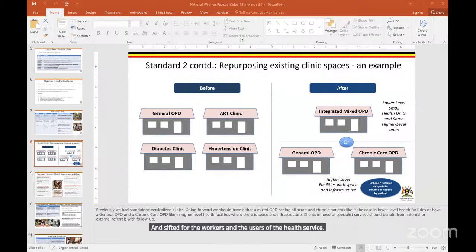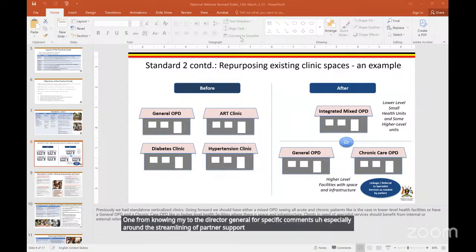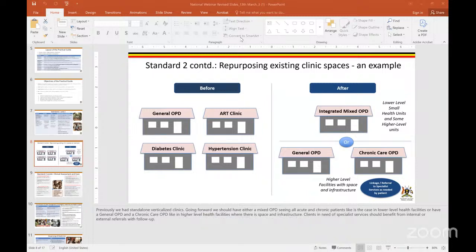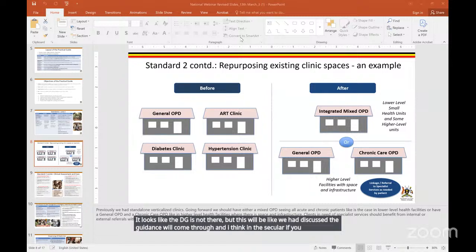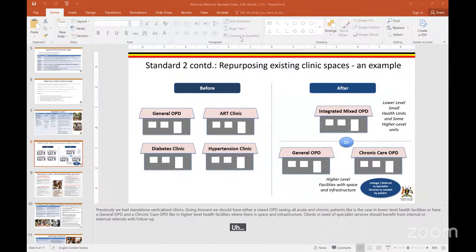I want to now invite the Director General for specific comments, especially on the streamlining of partner-supported staff in the districts and hospitals who are doing recruitment. Over to you, DG. Okay, looks like the DG is not there, but this will be, like we had discussed, the guidance will come through. And I think in the circular, if you read it carefully, you should have seen something mentioned there. The recruitment is for those that have. Okay, go ahead.